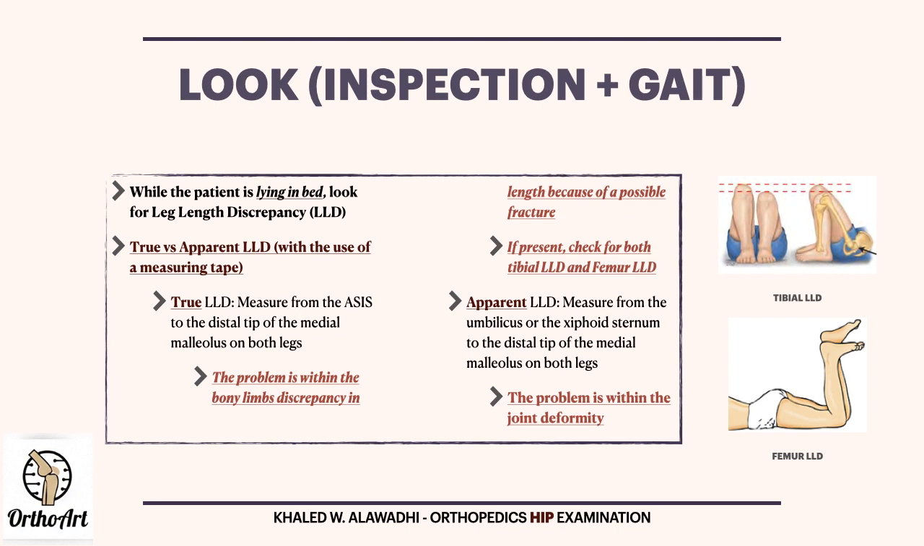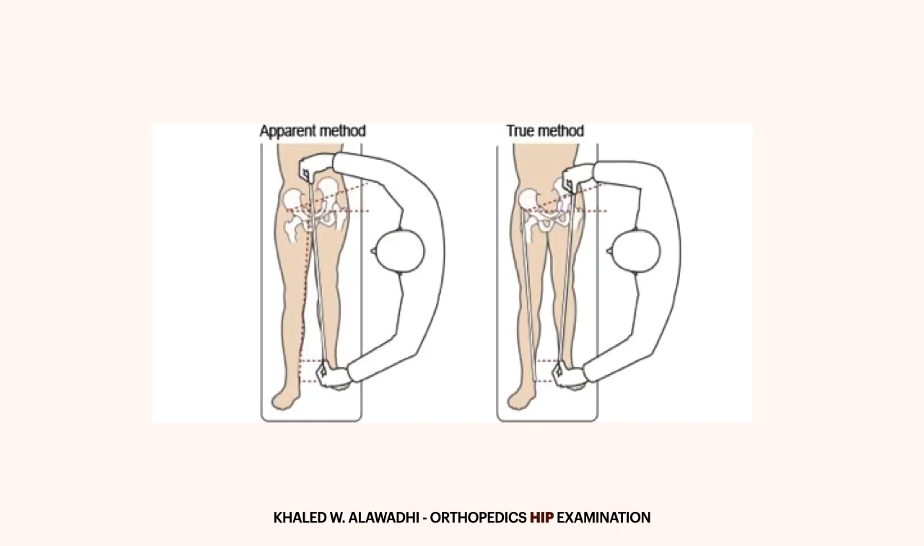There are two techniques or two types of LLD: true versus apparent, with the use of a measuring tape. We'll start first with a true LLD. So you measure, as shown in this picture. You start measuring from the anterior superior iliac spine all the way to the medial malleolus, which is this area here, at the distal tip. And you measure on both legs. If both of them are identical, it's normal. However, if there's a difference in this true method, you have to check where the problem is.